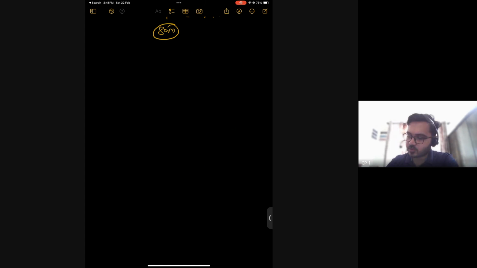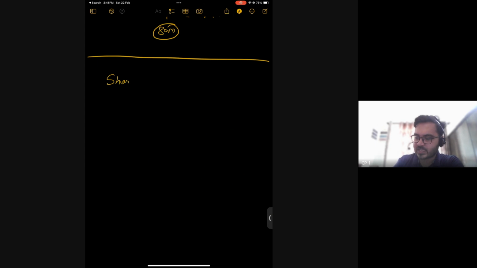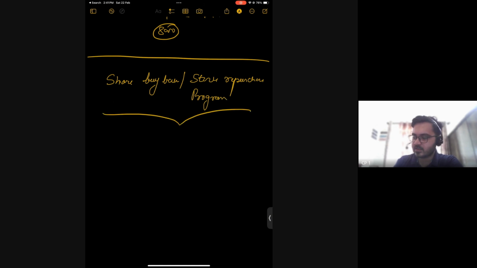Now within this, the next thing to be remembered is share buyback, also known as stock repurchase program. This is something that Berkshire did very recently. Very recently is actually 2023. Since then, Mr. Buffett has not been actively buying back his shares. What stock buyback basically does is you use your money in order to buy back your own shares.